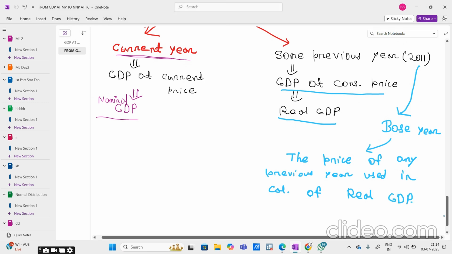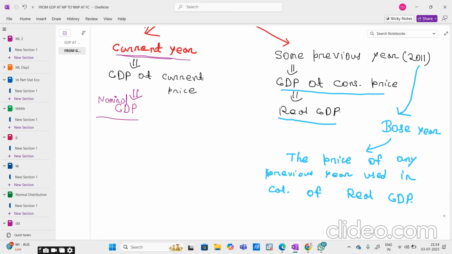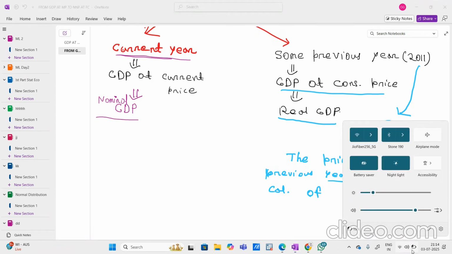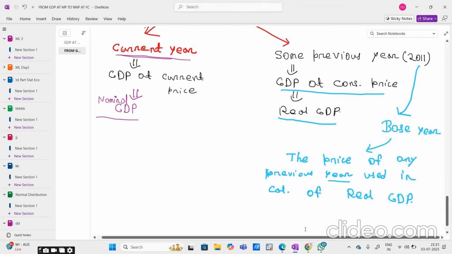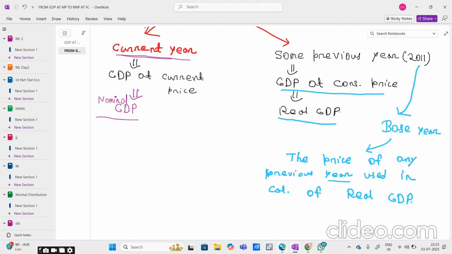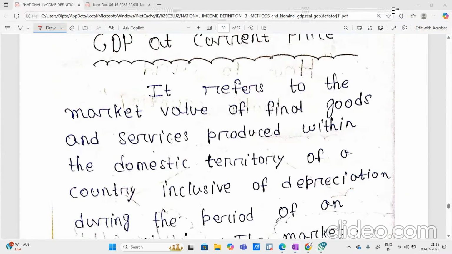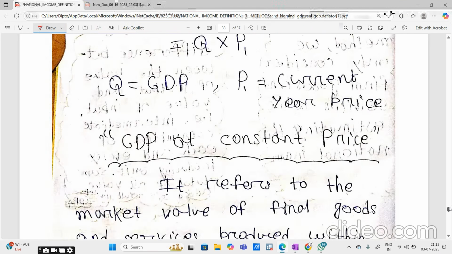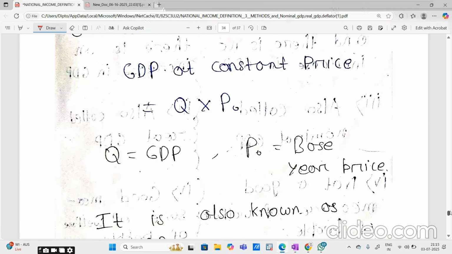That is the base year. Any previous year, in our case 2011, is basically the base year. Okay, so I think the concept of base year and the concept of nominal and real GDP is clear. And it is done here also. You can also go through these notes. All of these things are done here.